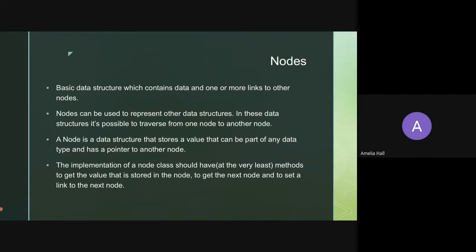A node is a data structure that stores a value that can be of any data type and has a pointer to another node. So the implementation of a node class should have, at the very least, methods to get the value that is stored in the node, to get the next node, and to set a link or pointer to the next node.